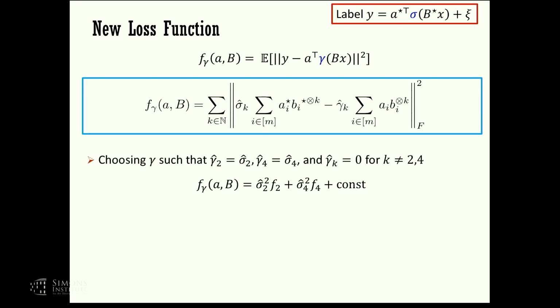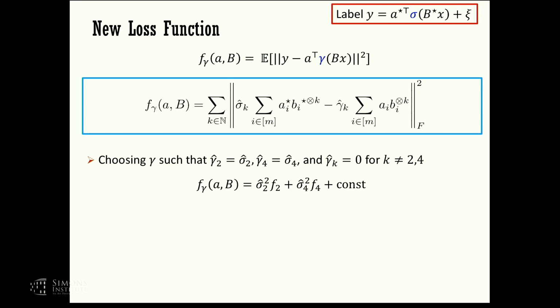What we're going to do is choose gamma such that gamma hat 2 equals sigma hat 2, and gamma hat 4 equals sigma hat 4. And all of the other gamma hat k, we're going to choose to be 0. We are free to choose this because this is in Fourier space. There's a one-to-one mapping between gamma and gamma hat.